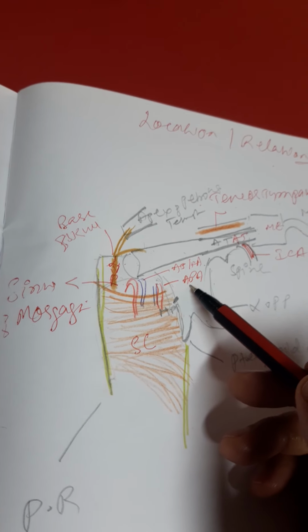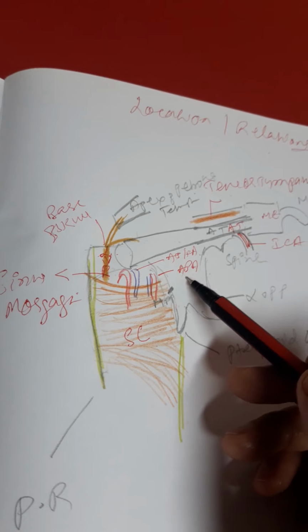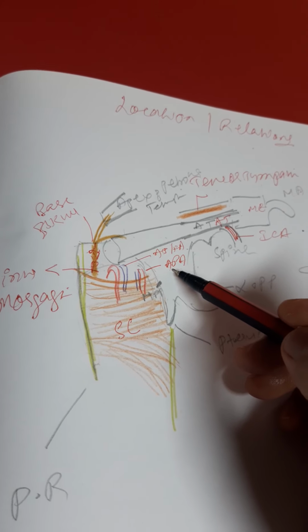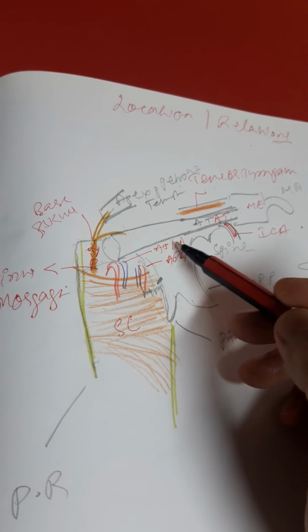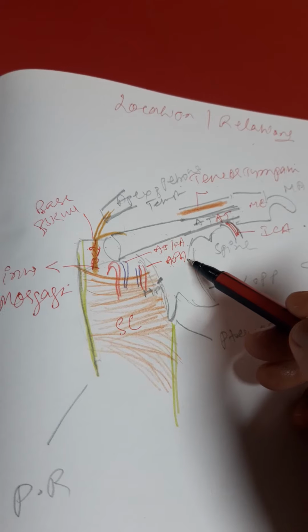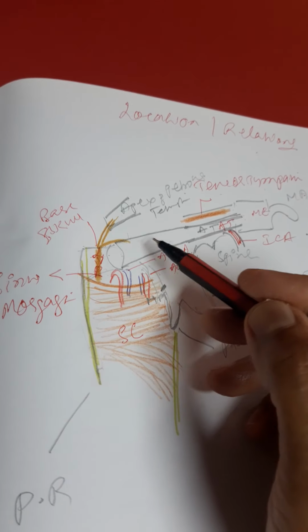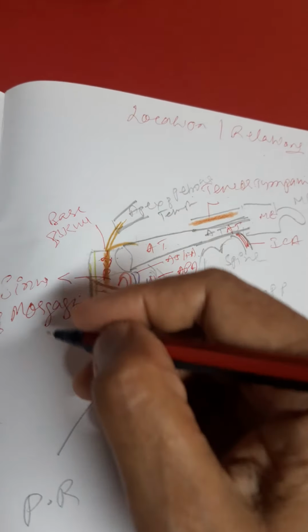Ascending pharyngeal artery, we know this is one of the medial branches of the external carotid artery. Only one medial branch is there from the external carotid artery, that is ascending pharyngeal artery. So ascending palatine branch of facial artery, then ascending pharyngeal artery, then the muscle, that is your levator veli palatini, then the tube, that is your auditory tube. So they pass through this sinus of Morgagni.